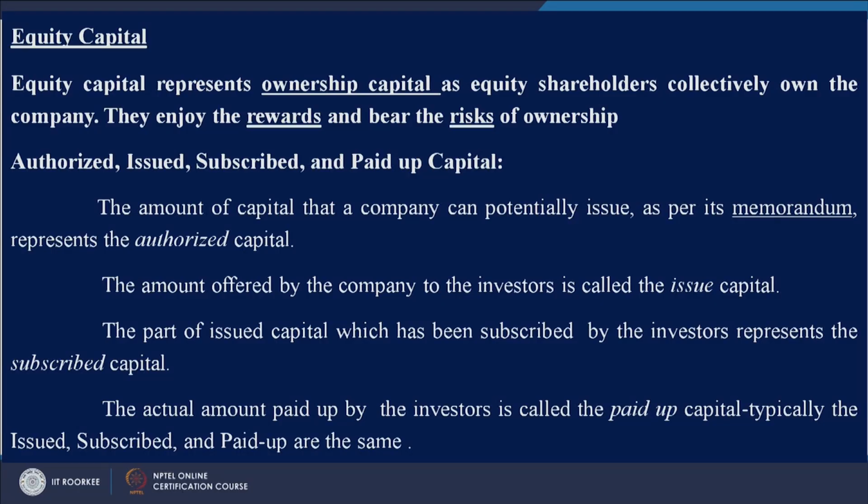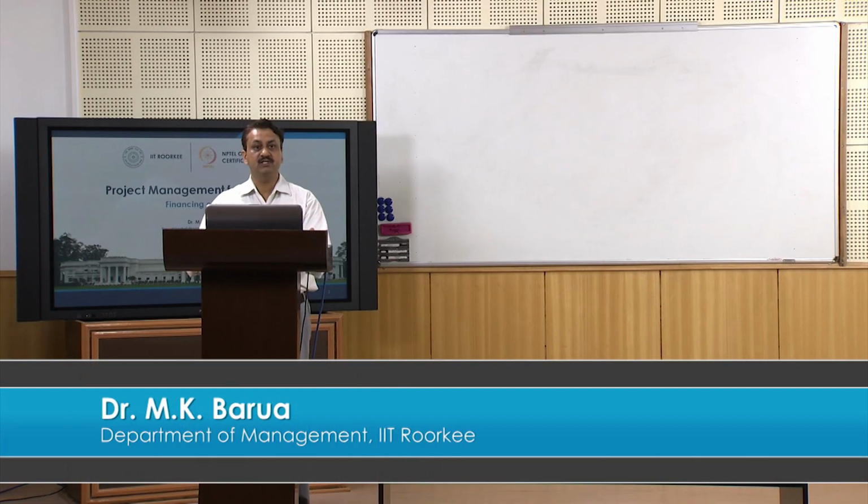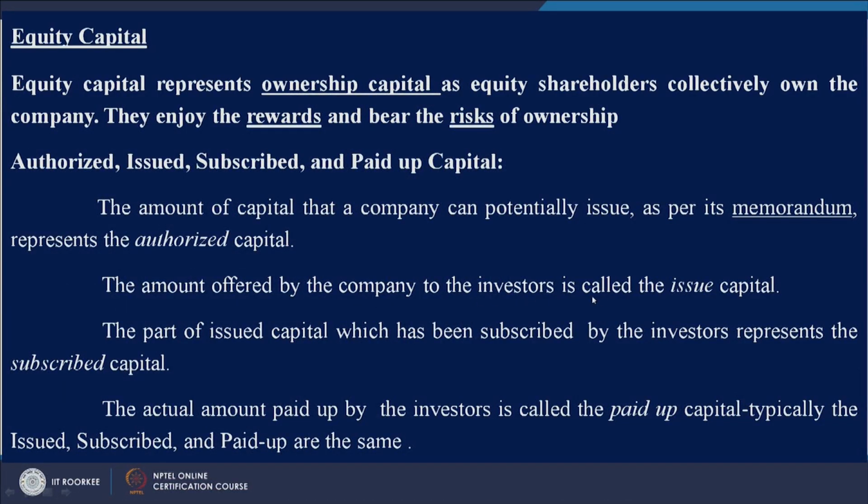The first is authorized capital. The amount of capital a company can potentially issue as per the memorandum is called authorized capital, right. The amount offered by the company to investors is called issued capital. So, authorized capital is according to the memorandum, and whatever the company is issuing is called issued capital. The amount subscribed by shareholders is called subscribed capital, and the actual amount paid up by the investors is called paid up capital, right. So, equity capital can be classified as authorized, issued, subscribed and paid up capital.